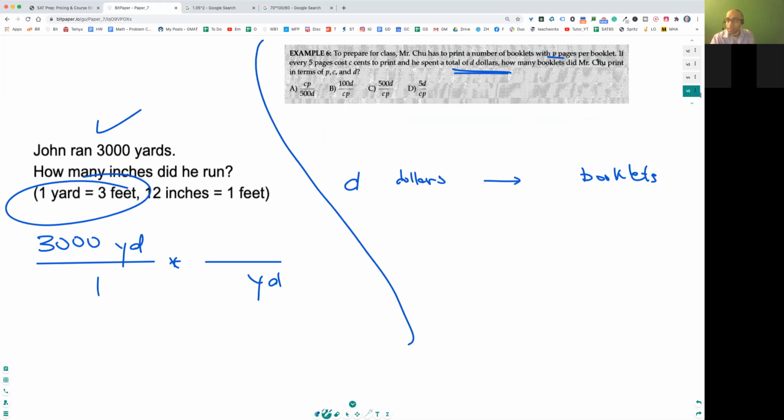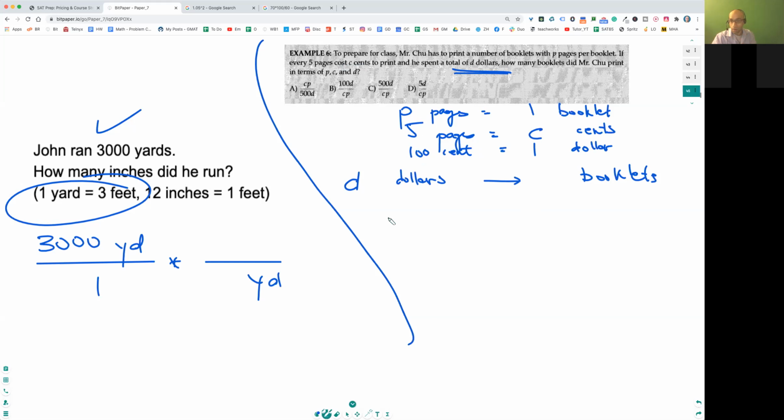So you've got P pages per booklet, right? P pages is equal to 1 booklet. Then you've got 5 pages is equal to C cents. And then you also know that 100 cents is equal to $1.